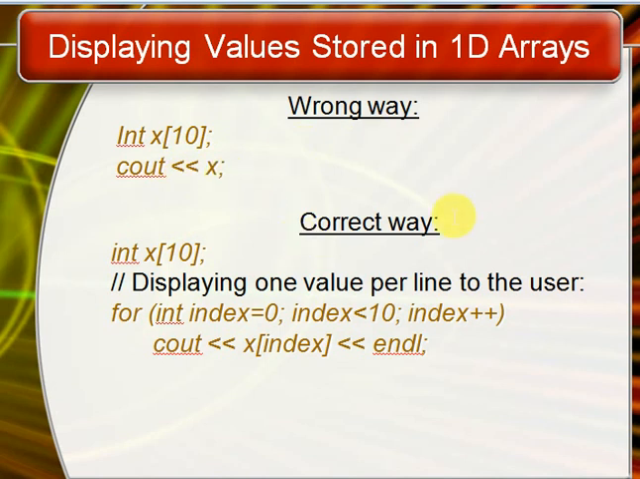What is the correct way? int x[10]. Display one value per line to the user by using a loop: for int index = 0; index < 10; index++, cout << x[index] << endl. The wrong way will not display any element of the array. This is the correct way. Since the array has a capacity of 10 elements, use a loop to process 10 elements.